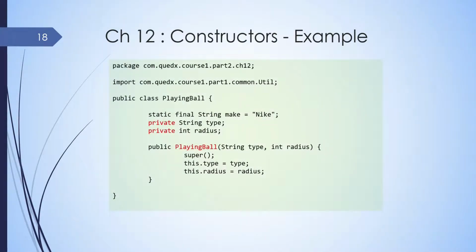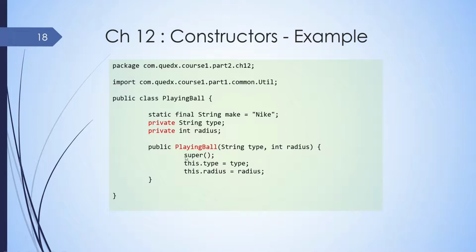So here we are showing a class PlayingBall. This PlayingBall class has two data members: one is type, of data type String, and one is radius, of type int. Here we have provided one constructor. The name of the constructor is PlayingBall. As you can see, PlayingBall matches the name of the class. This is mandatory. You cannot have a constructor which is different from the name of the class. It is accepting two arguments, one is type and one is radius.